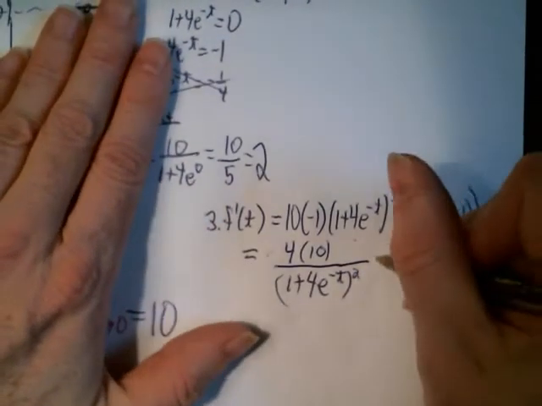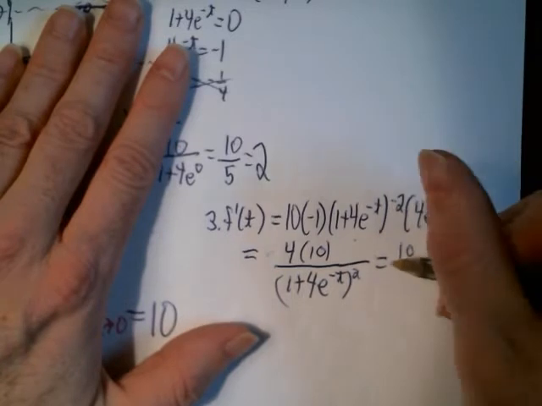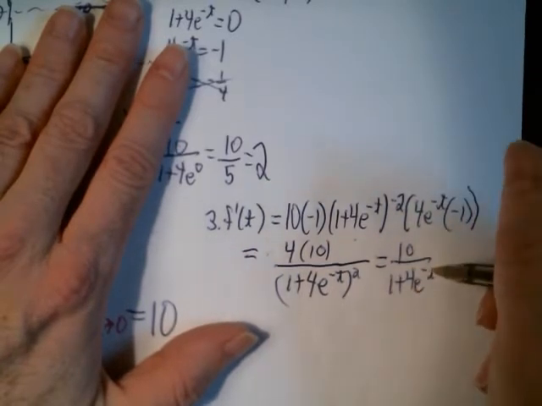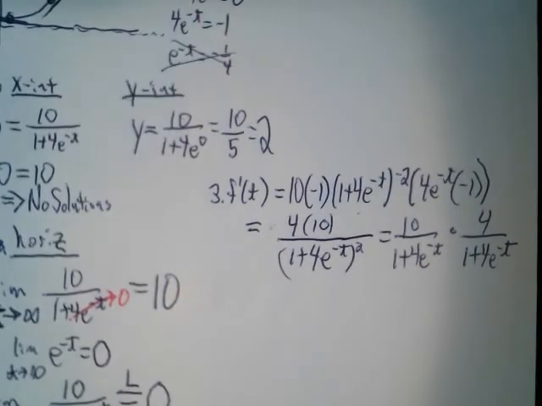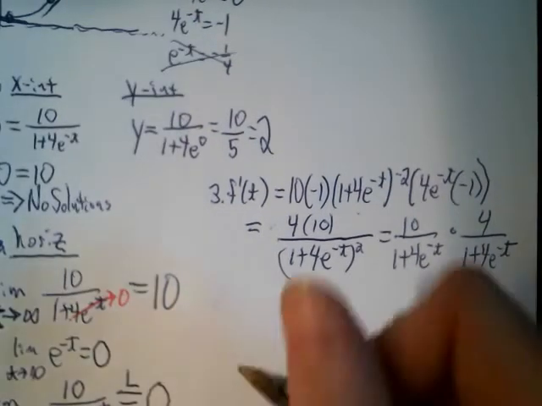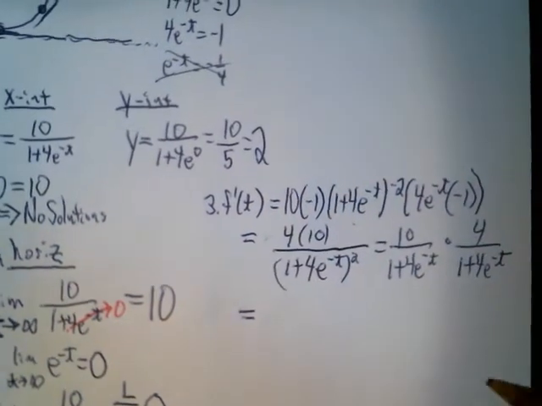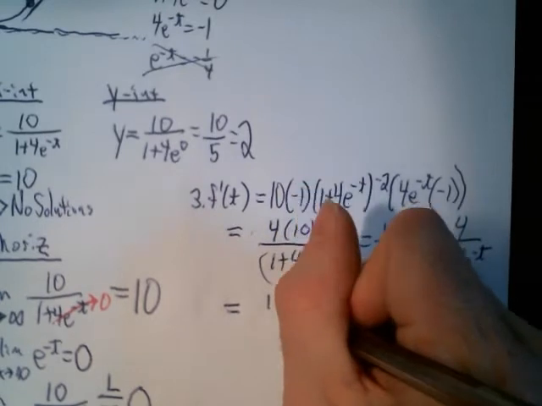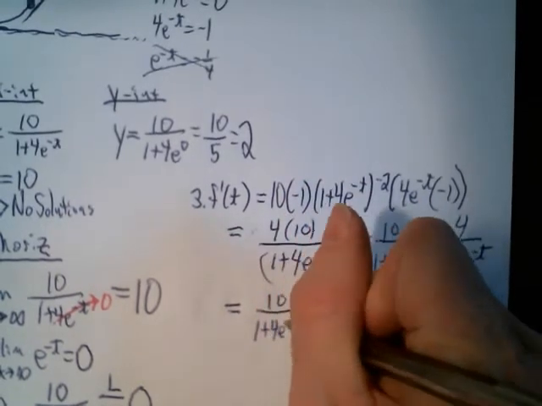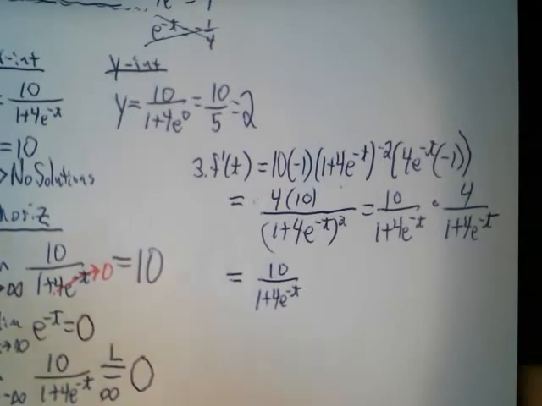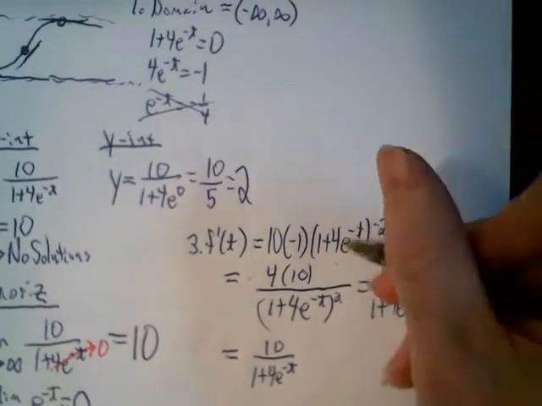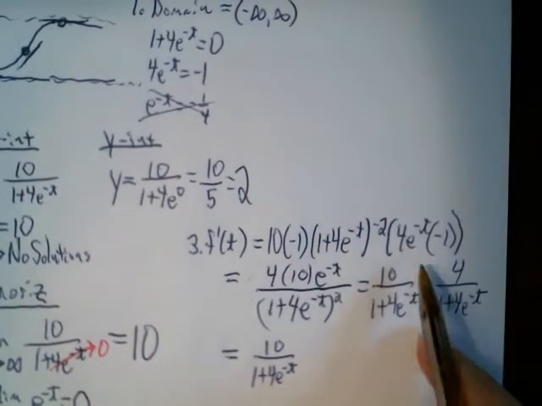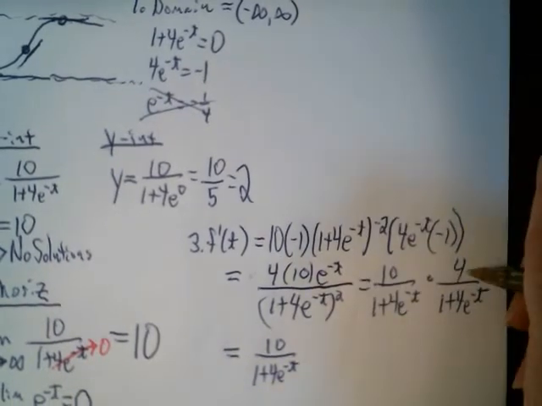So if you got ambitious, you can rewrite it as 10 all over 1 plus 4e to the negative t times 4 all over 1 plus 4e to the negative t. And then you could rewrite this as what? Well, you could rewrite it as 10 all over 1 plus 4e to the negative t. And this is neither here nor there. This is kind of like what you'll do in the future. And then times, seems like I lost some stuff. Yeah, I lost the e to the negative t here from this. So this is times 4e to the negative t.